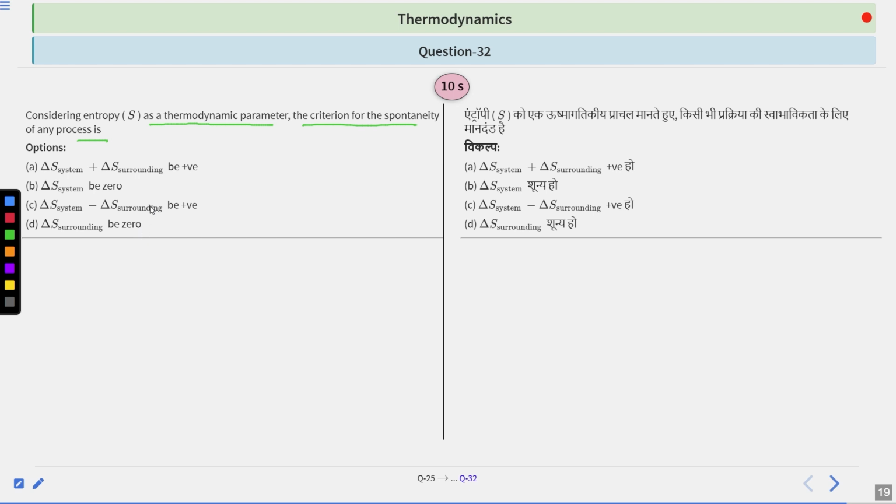seen this type of question earlier also, right? For that you should remember the relation between delta S system, surrounding and delta S total, because your delta S total should be greater than 0 for the reaction to be spontaneous. So if you know the relation between these three, then you can solve this question easily. So you have 10 seconds to solve this question. Your time starts now.